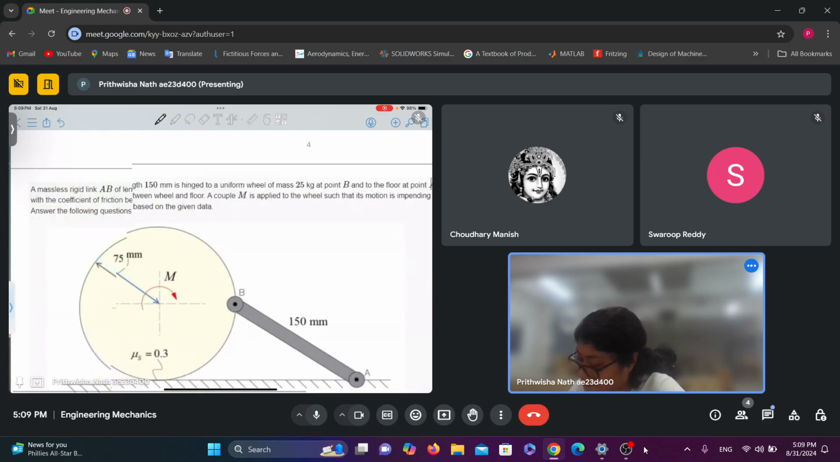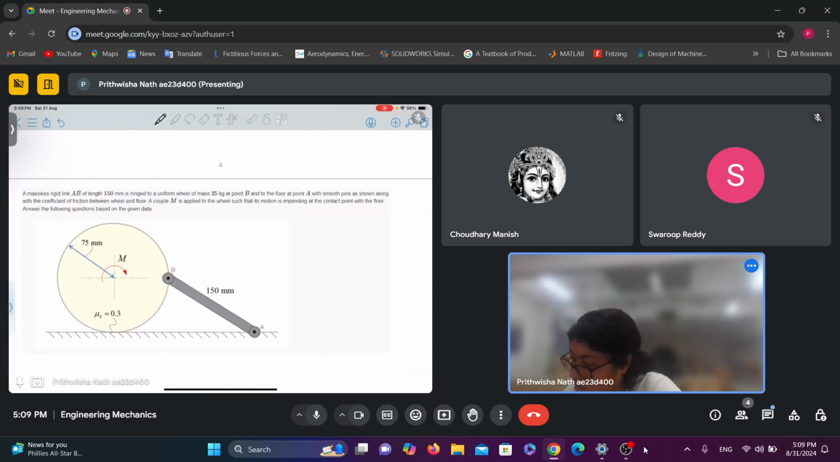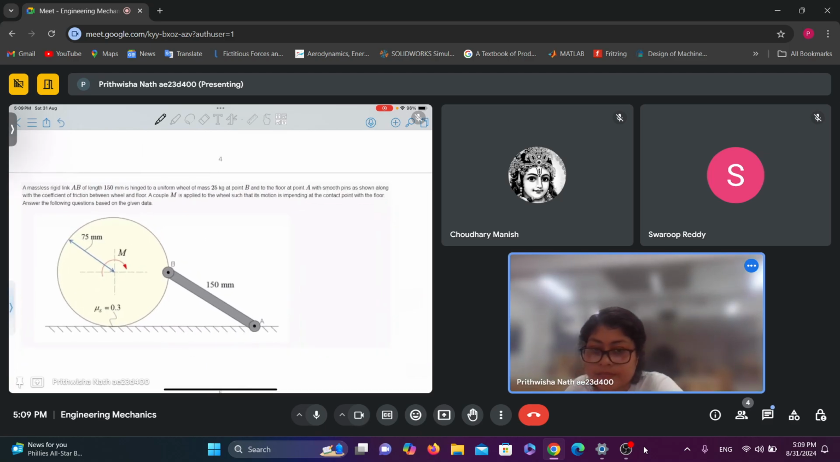Now the next problem. I suggest that you try solving this problem. A massless rigid link AB of length 150 mm is hinged to a uniform wheel of mass 25 kg at point B and to the floor at point A with smooth pins as shown, along with the coefficient of friction between wheel and floor. A couple M is applied to the wheel such that its motion is impending at the contact point with the floor.